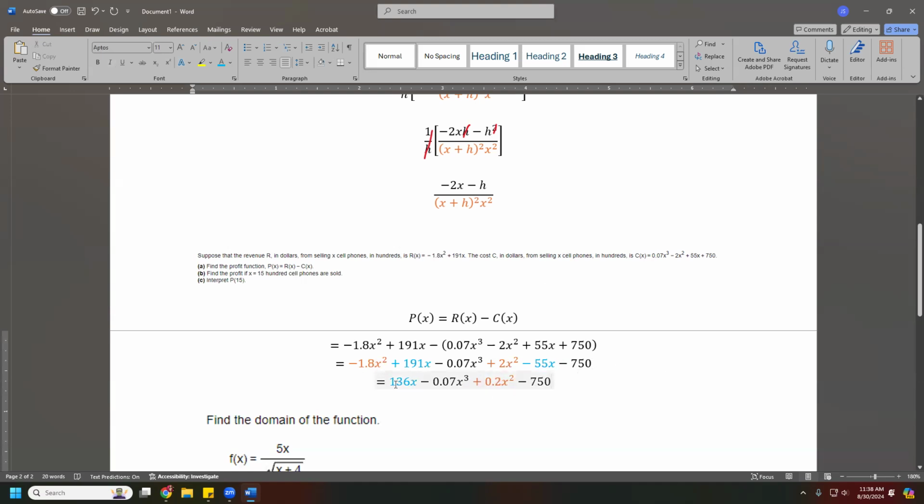Now it's written not in descending order. So sometimes you may see it written like that, just so that way it goes power of 3, power of 2, power of 1, and then no x's at all. But this would be your final profit function.